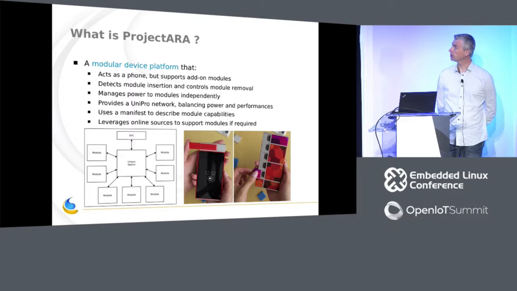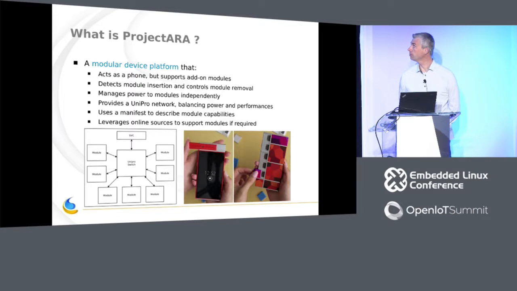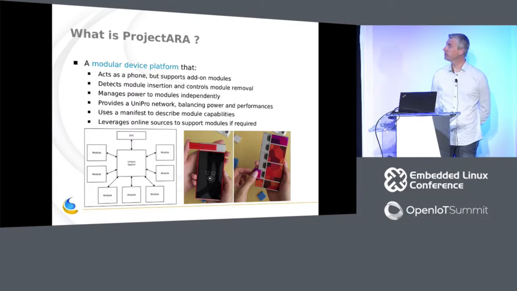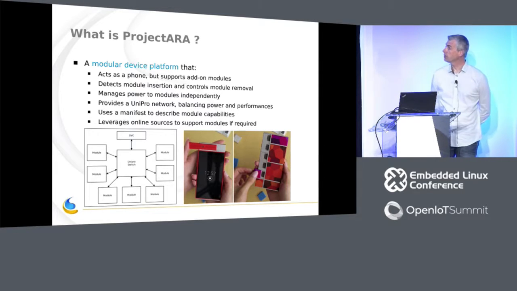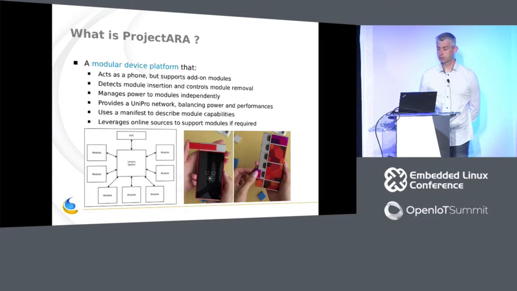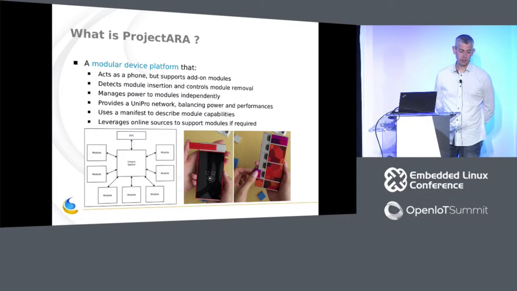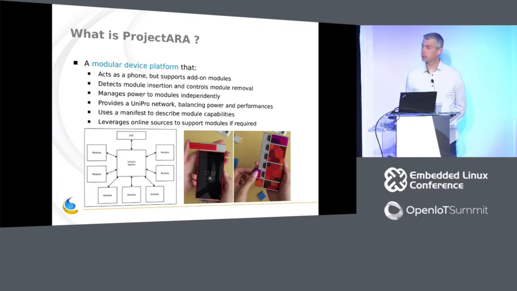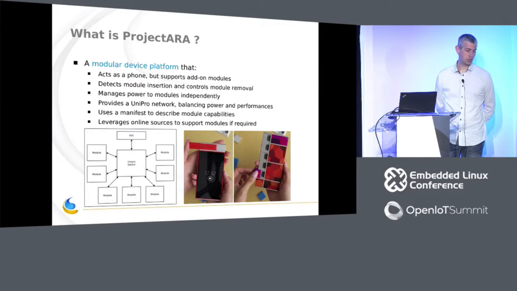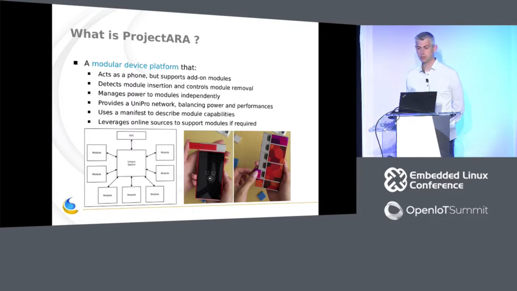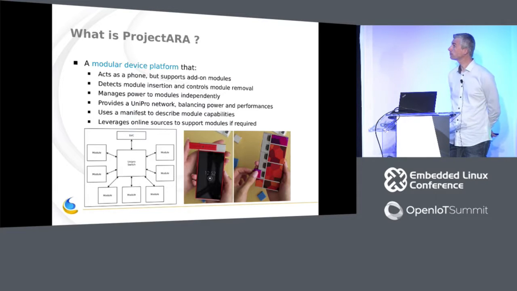This UniPro network has been specifically selected to balance power and performances on a mobile platform. There will be a manifest used to describe the capabilities of the modules. And we will also be able to leverage online sources to support modules if required, which means that if the Android running on the platform misses some drivers for some modules, we'll be able to download all the necessary drivers and other information online, on the fly.